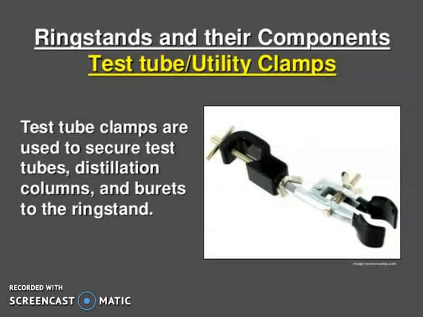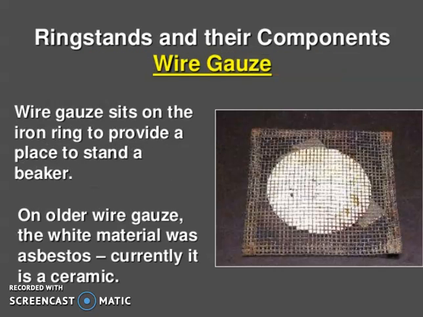Now friends, ring stand and their components: test tube or utility clamps. Test tube clamps are used to secure a test tube, distillation column, and buret to the ring stand.